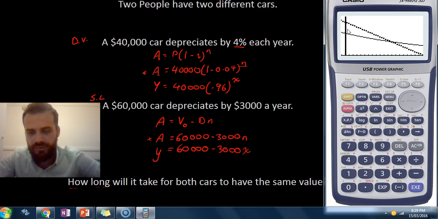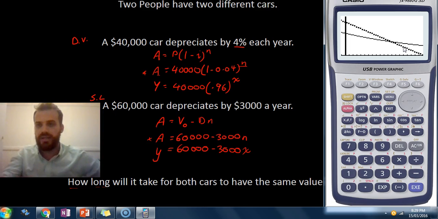Now, if you're not really understanding what this graph means, the y-axis here is our A value. So it's the value of the cars. Okay, and you can see the value of both cars is going down. This one's going down in a straight line, this one's sort of curving. And the x-axis here, that's our time in years.